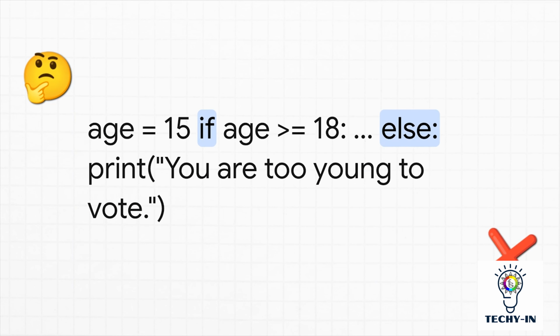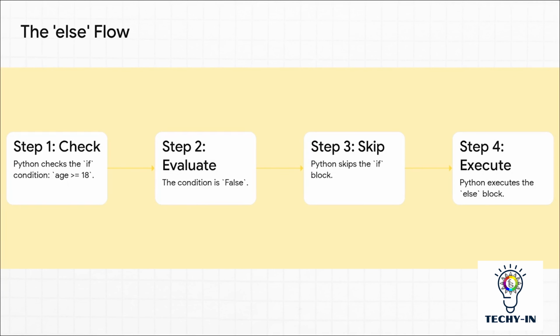All right, let's see this one in action. This time we set age to 15. Python asks the same question. Is age greater than or equal to 18? Well, this time the answer is clearly false. So it's going to skip the if block and go looking for an else path to take. And here's that flow broken down. The if condition fails. Python completely ignores that block of code, jumps right down to the else block, and runs that code instead. One of those two paths had to be taken.